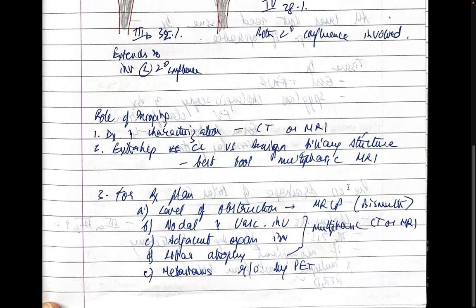The role of imaging is to diagnose and characterize, by CT or MRI. Extrahepatic cholangiocarcinoma versus benign biliary stricture, the best tool would be a multiphasic MRI. For the treatment plan, you first determine the level of obstruction by an MRCP, and you do the Bismuth-Corlett classification. You see whether there is any nodal or vascular invasion, adjacent organ involvement, lobar atrophy. Metastasis can be ruled out by a PET CT.